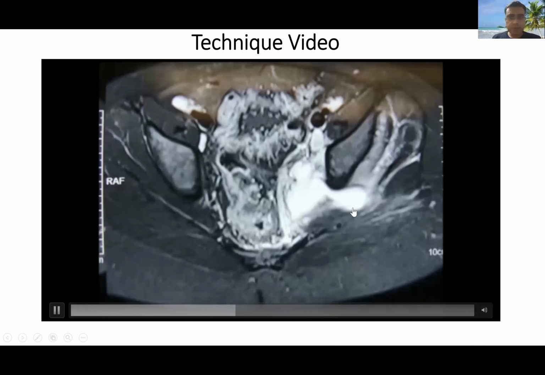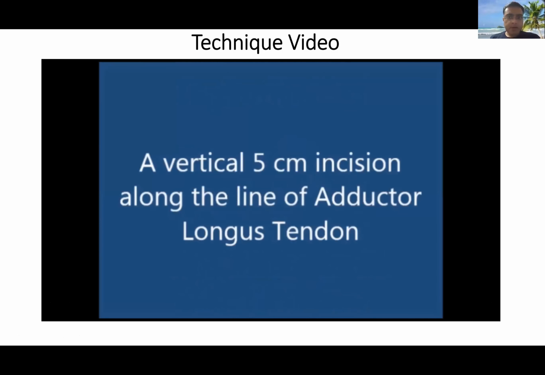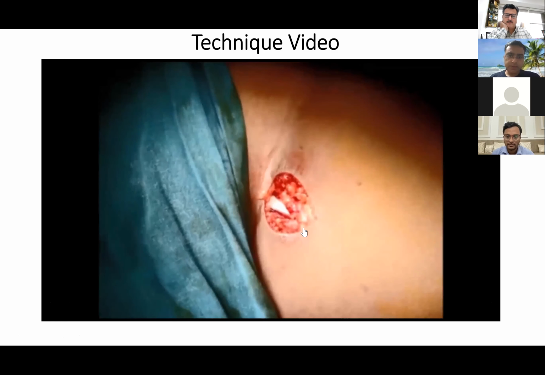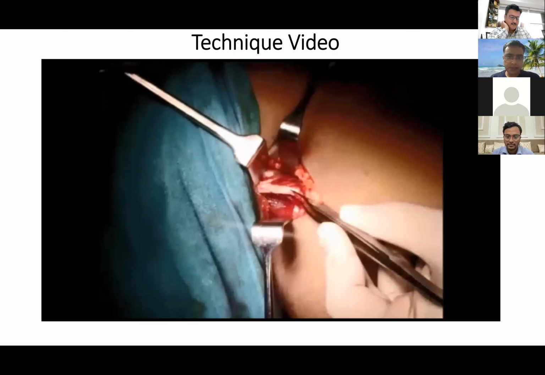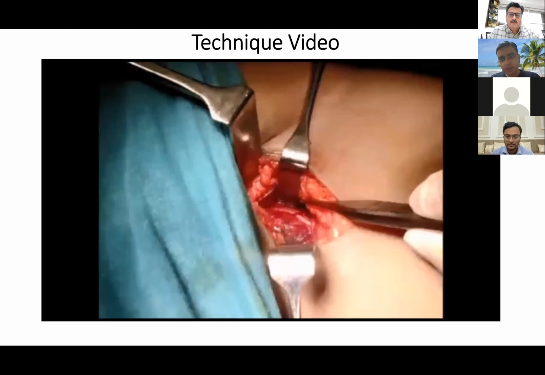So this section shows the horseshoe-shaped abscess connecting the obturator abscess with the hip joint. The child was placed in supine position with a sandbag under the opposite buttock, and the hip was kept in abduction and external rotation. A vertical 5 centimeter incision was given along the line of adductor longus. The adductor longus tendon was exposed and retracted anteriorly to expose adductor brevis and the anterior branch of the obturator nerve.